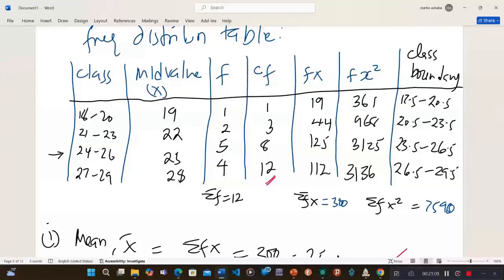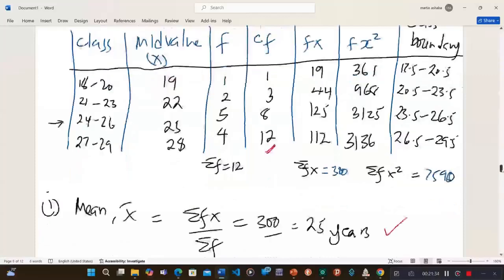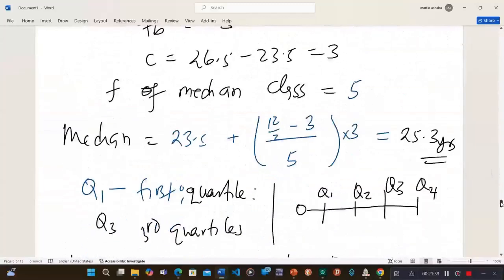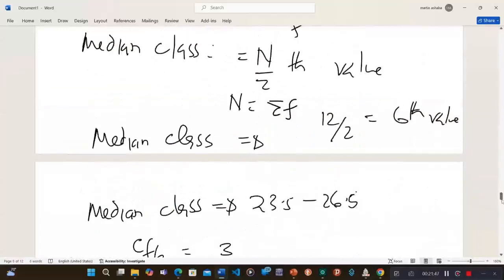So the class that you're going to take is 23.5 to 26.5. The cumulative frequency before is going to be 3. And the frequency of the median class is going to be 5. The class boundary we are saying here, and therefore we are going to take the lower class boundary as 23.5. So you go and substitute all that in this formula, and then your median will be 25.3 years.